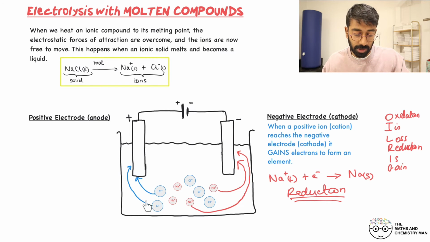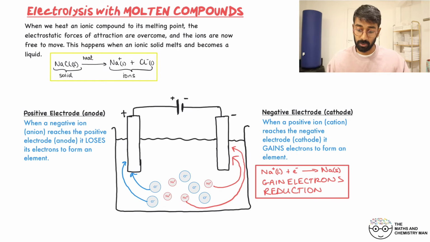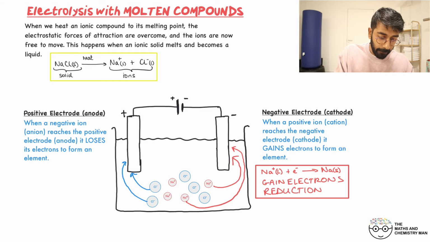Those are negatively charged, so those are going to be attracted to your positive electrode, your anode. Now, when they get there, what happens? They're going to lose electrons to form the element, okay? So let's take a look at that now.